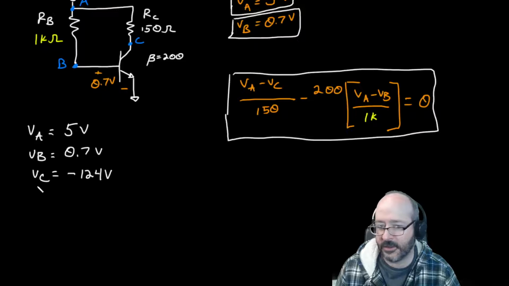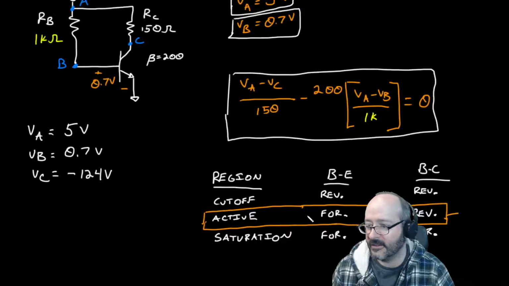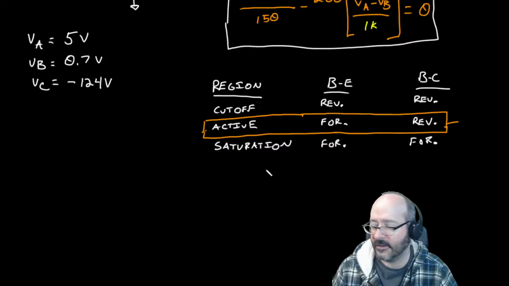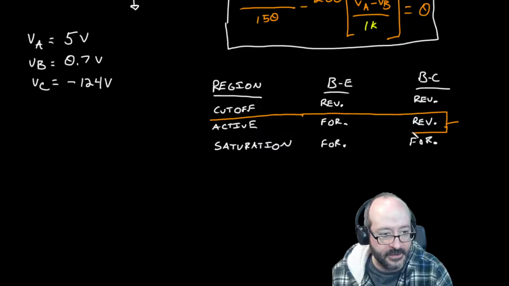Okay, so I stole this from previous notes, and it's behind my head now. We want to look at this table again. We're not sure we're in the active region. We don't know what region we're in. We were hoping for saturation. So let's figure out how to use this table, and let's see if it works in this case.